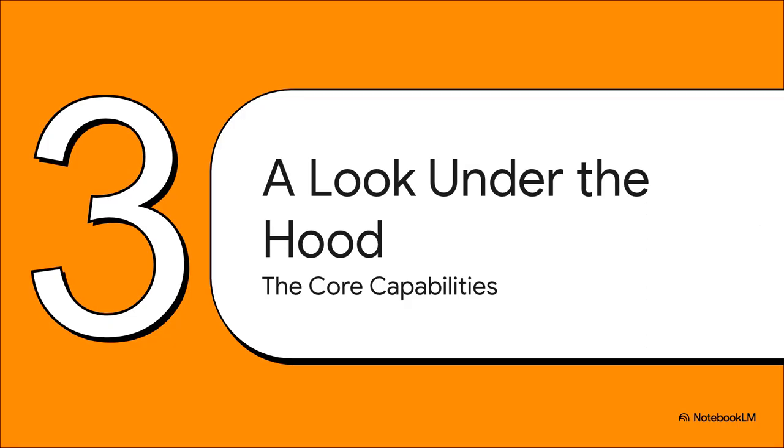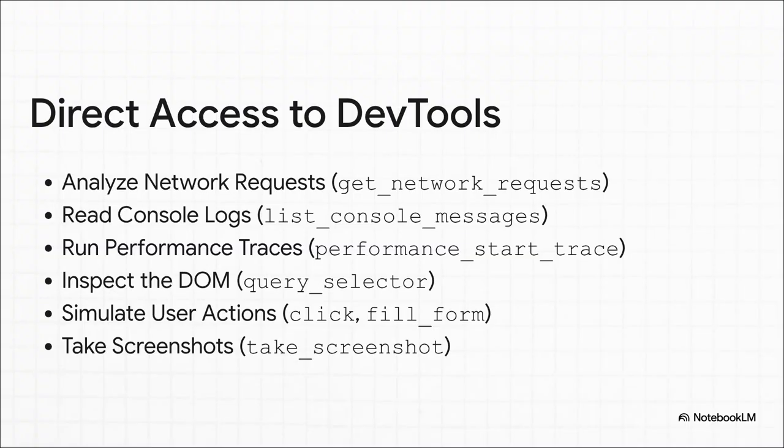So what kind of new capabilities does this really unlock for our AI coding assistants? I mean, we're not just talking about spotting errors anymore. This is about actively investigating them. Now, the AI can use the exact same tools a human developer would, and it can do it directly from a prompt. It can check network requests for issues, read console logs to find those sneaky errors, run performance traces to hunt down bottlenecks, inspect the DOM to fix layout problems, and even simulate user clicks and form submissions.